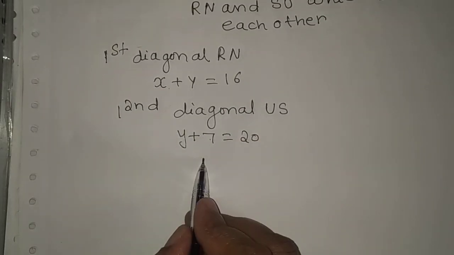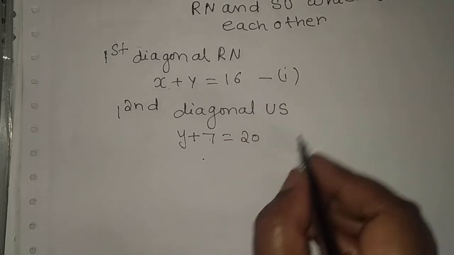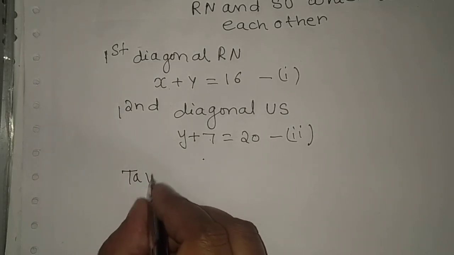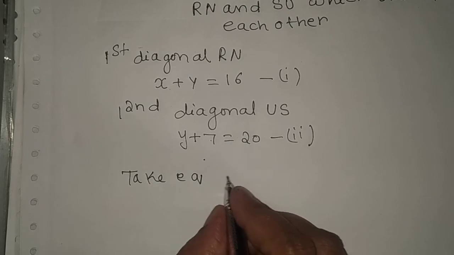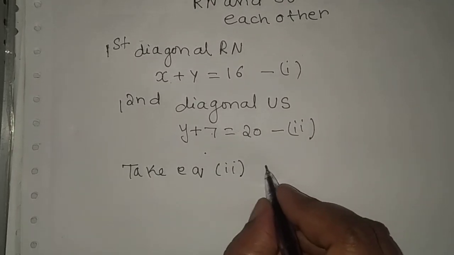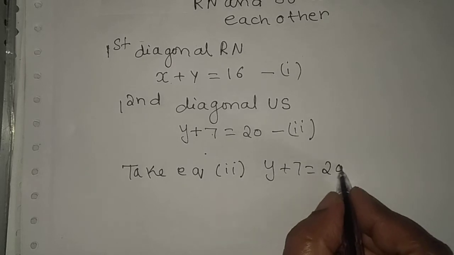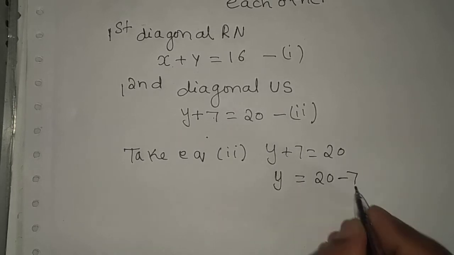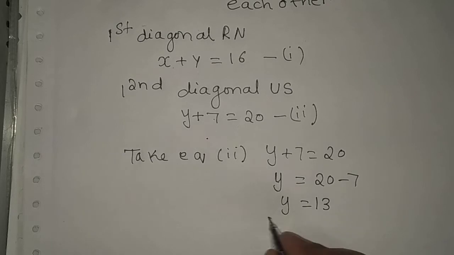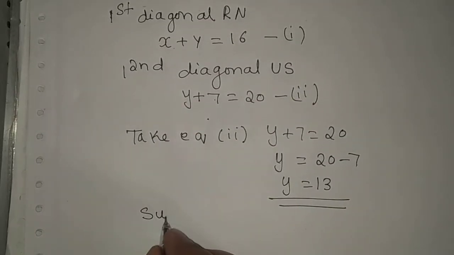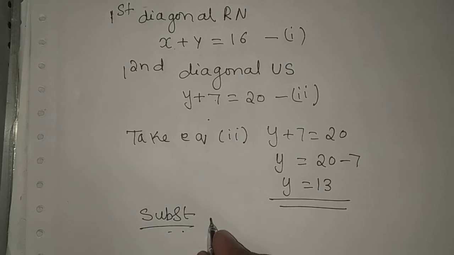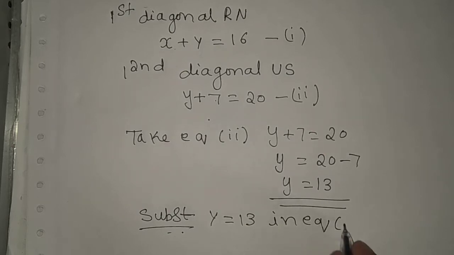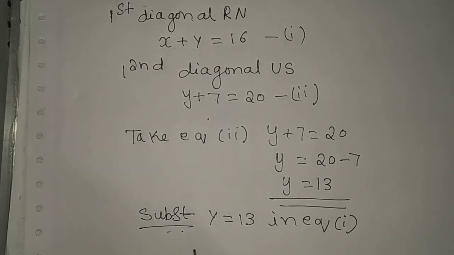So we'll take this one as equation 1 and equation 2. Now take equation 2, which is y plus 7 is equal to 20. Now we can find y from this. Then y is equal to 20 minus 7. How much? 13 we are getting. So y we got. Now substitute y is equal to 13 in equation 1.